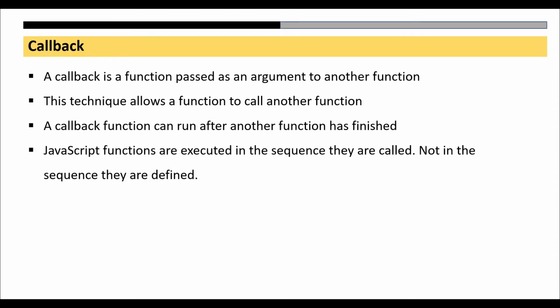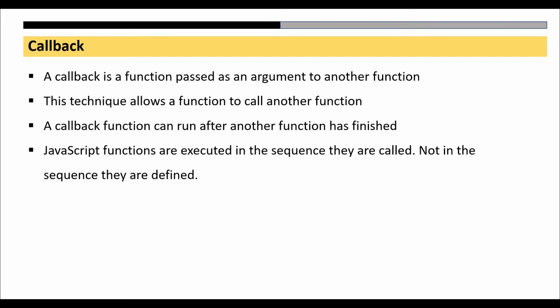So this function or technique will allow a function to call another function, and a function can run after one function has finished. So functions are always executed in the sequence they are called, not in the way they are defined. So this callback can be used, for example, in set timeout, we are able to achieve asynchronous programming because there we pass two arguments. One is going to be the callback function and other is the millisecond value after which that function need to be executed. So this is how we can use callbacks.